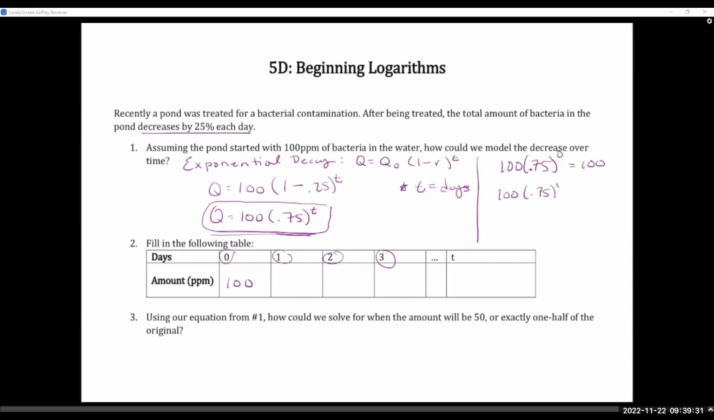Aaron, do we round to the nearest whole number since it's bacteria? No. We're going to do 2 decimal places. Aaron, do we take the 0.75 and put that to the exponent first and then multiply it to the 100? Yes. Okay.